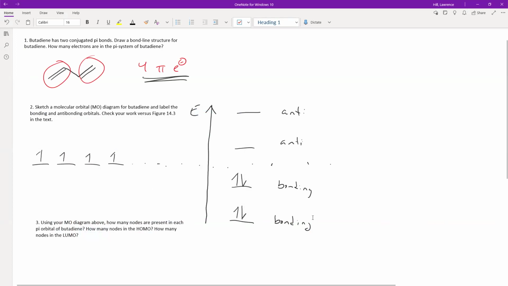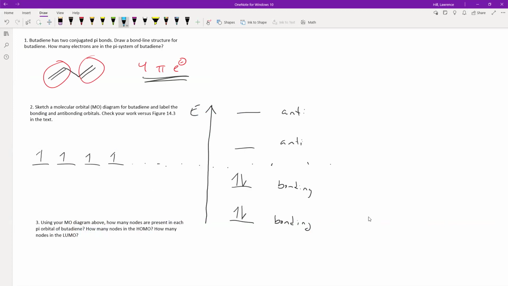And so that means identifying the HOMO and the LUMO. The HOMO is the highest occupied molecular orbital. So this is your HOMO, highest occupied molecular orbital. This is your LUMO, lowest unoccupied molecular orbital. The energetic gap between these two, this difference in energy, is called the HOMO-LUMO gap.